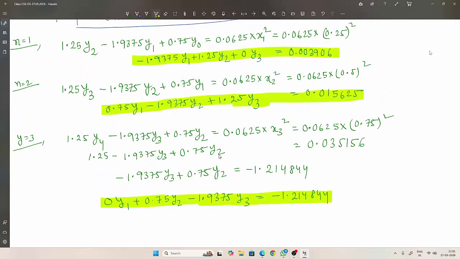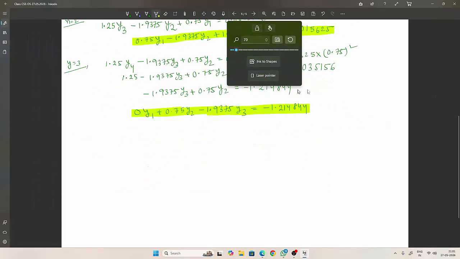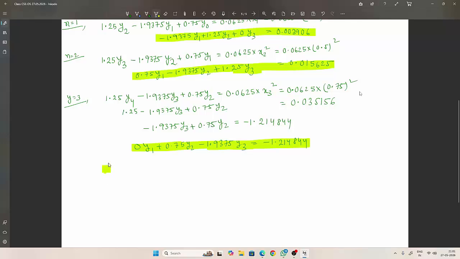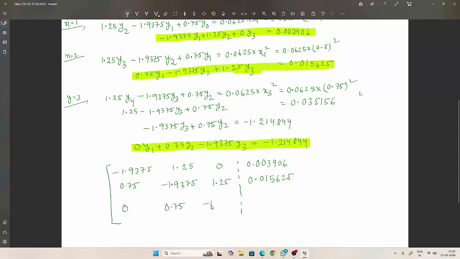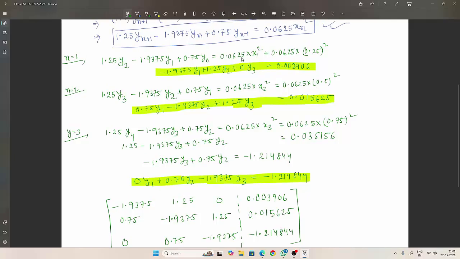So from these three equations, just take the coefficients and then you can get the desired solution. So in matrix expression, for simplicity, how does it look? The matrix will be minus 1.9375, then 1.25, then 0. Then on the right hand side, the augmented matrix, you are getting 0.003906. Then it is 0.75, then minus 1.9375, then 1.25, then 0.015625. And here, first value is 0, second is 0.75, and minus 1.9375, and minus 1.214844. So this is the matrix expression, the augmented matrix for the solution.